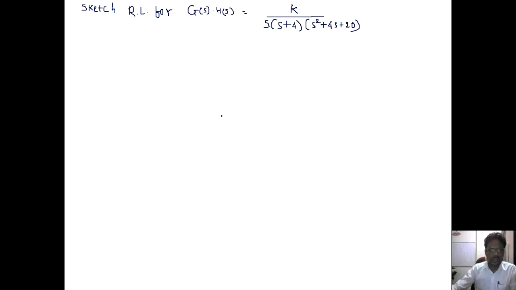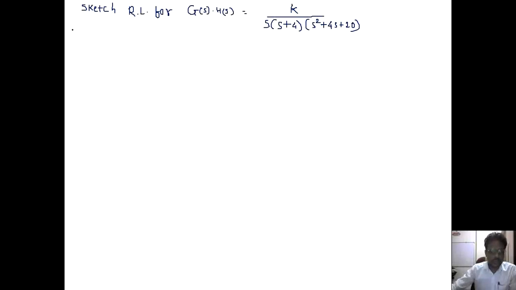And we are still going through unit number 5, root locus. The very last numerical for this unit is: sketch the root locus for G(s)H(s) equal to K divided by s(s+4)(s² + 4s + 20). So for this numerical, let us calculate the number of poles and zeros.